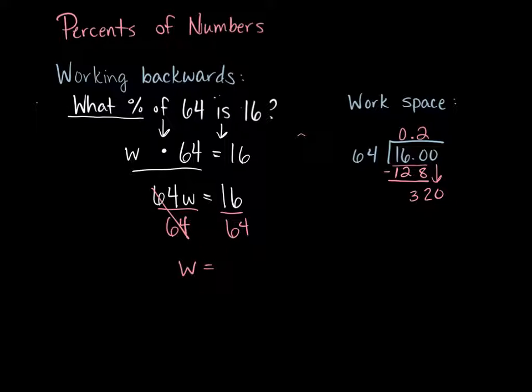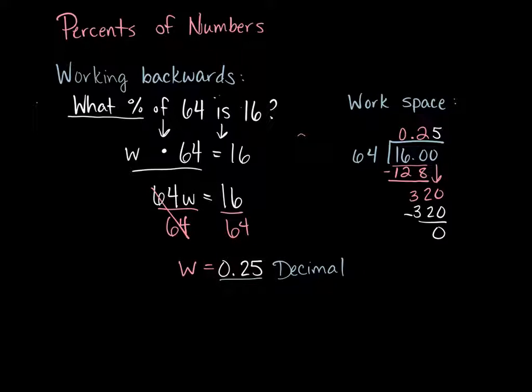Then we have 64 goes into 320 5 times. 64 times 5 is 320, and we are done. Okay, 0.25 or 25 hundredths is our answer as a decimal.